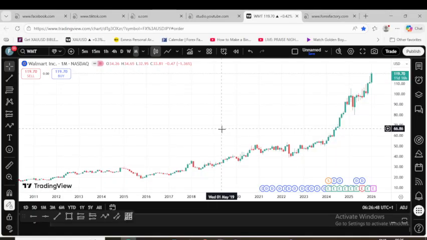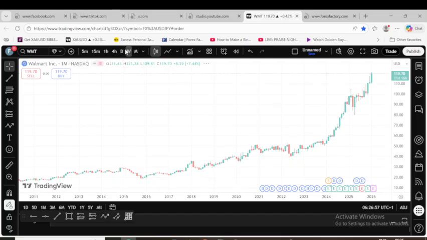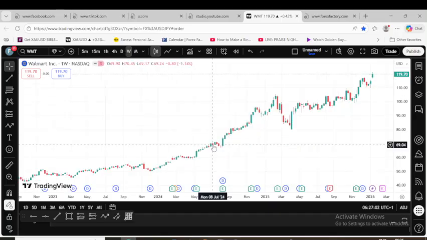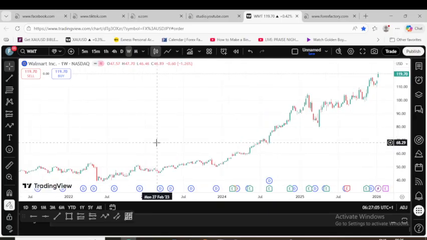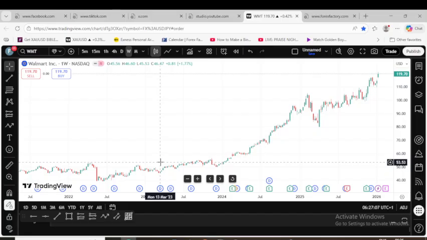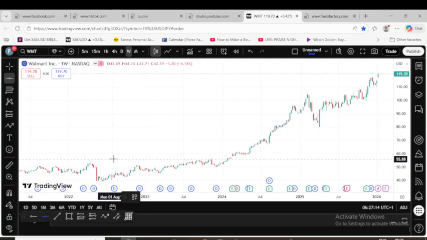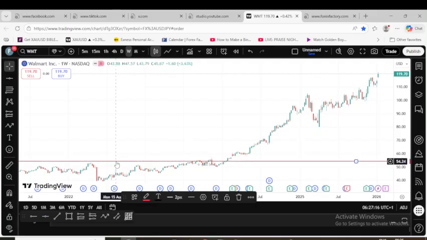Okay, so today we're going to be doing top to bottom analysis on Walmart Incorporated stocks, and we're going to start from the 1 week time frame. As usual, the very first thing we're going to do is to identify our zones. And as we've spoken before, our zones are support levels, resistance levels on higher time frames.